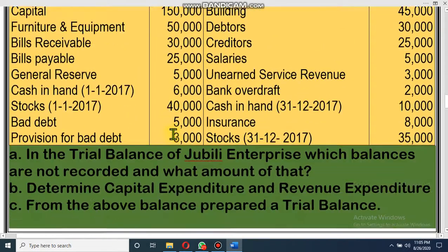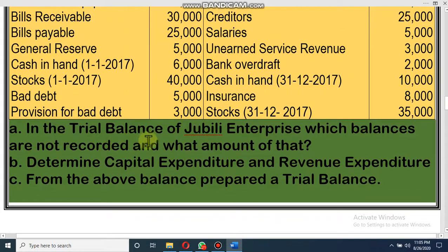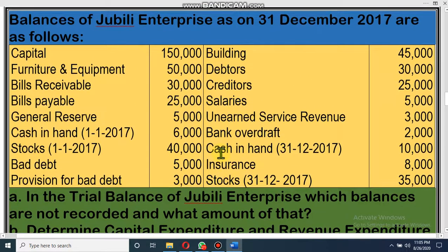Our first requirement: in the trial balance of Jubilee Enterprise, which balances are not recorded and what amount of that. That means we have to find the amount of items which will not be recorded in the trial balance. Dear student, if you can remember, in every previous class we have discussed that there are some items which will not be recorded in the trial balance.